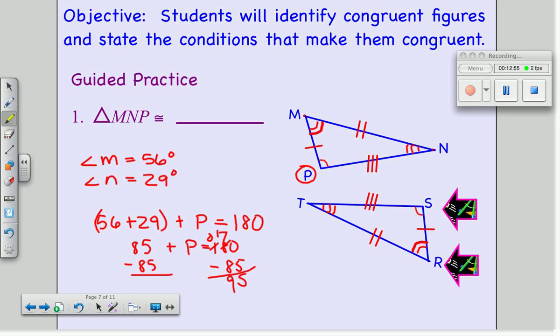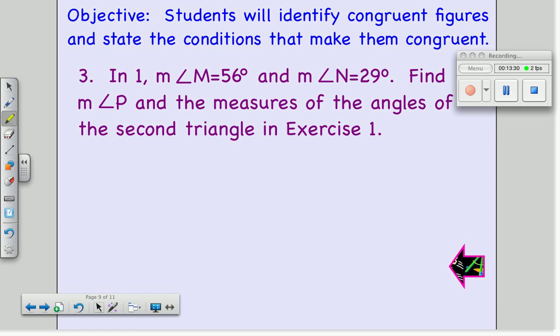So P is 95 degrees. Now I know M, N, and P. I know them all. And they asked me to find the measure of angle S. Well, what is S congruent to? It's congruent to P. That means angle P and angle S are the same. Well, if angle P is 95 degrees, then so is angle S. So the measure of angle S is 95 degrees. So that's your answer for part of this one.